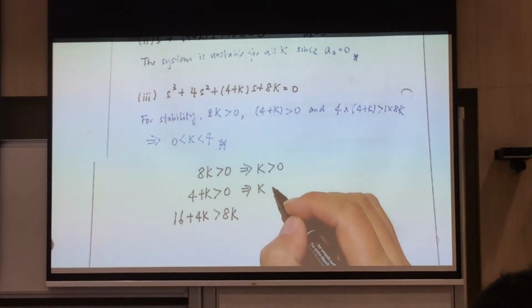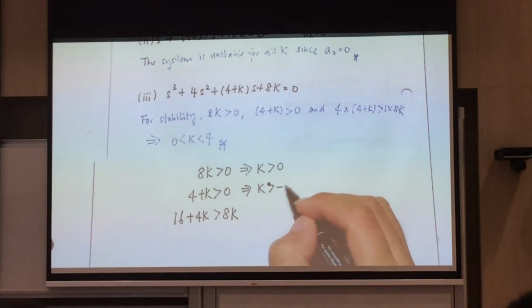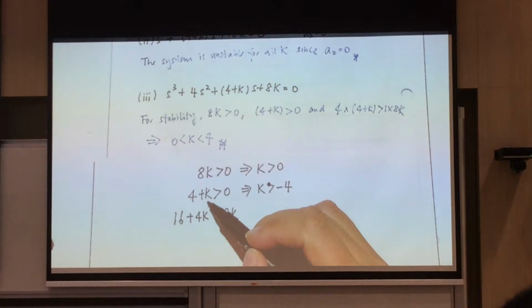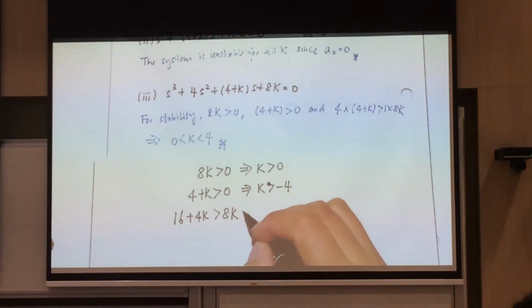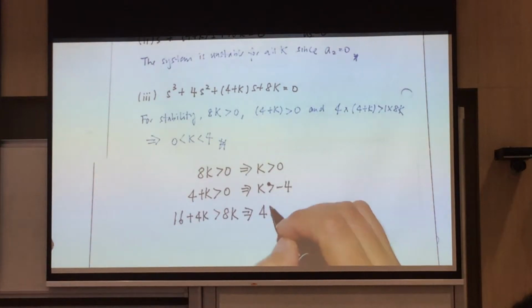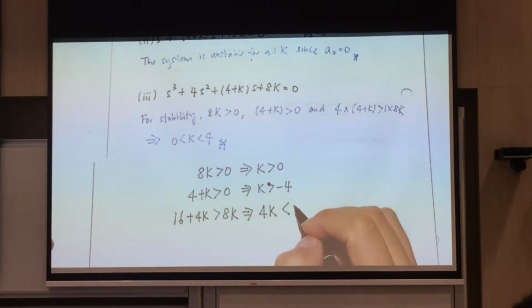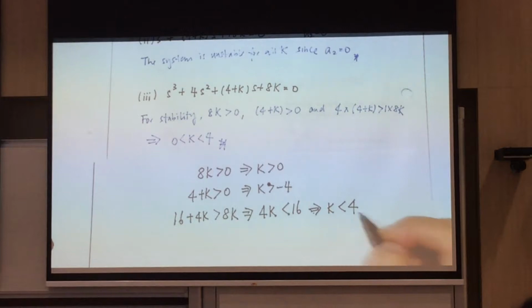Is k bigger than or smaller than minus 4? Bigger than minus 4, right? Obvious, right? Because minus 3 is bigger than minus 4. And this one: 4k less than 16, which also means that k is less than 4.